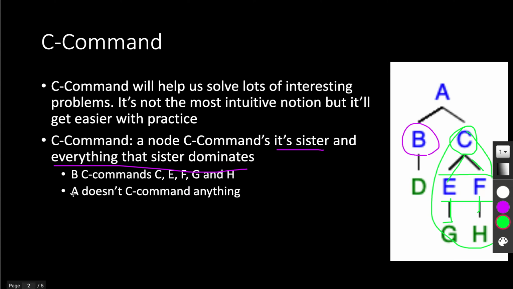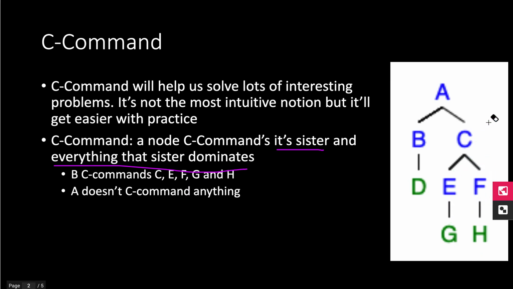To do another example, and maybe to contrast C command with some other notions, let's look at A. So first, let's clean up this tree. So let's look at A, right? What does A C command? Well, we have our node A right here, and first we look for its sister, but it doesn't have any, right? A is an only child, as it were. It's the root node, the node that everything else emanates from. And so A doesn't C command anything.